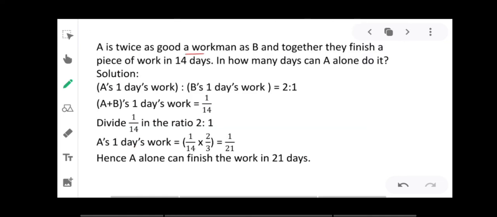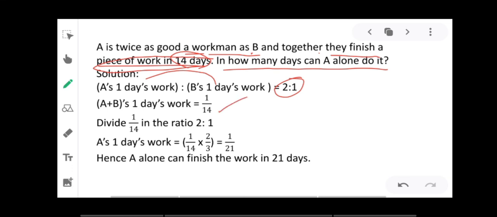A is twice as good a workman as B, and together they can finish the piece of work in 14 days. In how many days can A alone do it? So A is twice as good a workman as B. That means the ratio of A's 1 day work and B's 1 day work will be 2:1. Clear up to this? If both A and B work together, they can finish the work in 14 days. That means their 1 day work will be 1 upon 14.